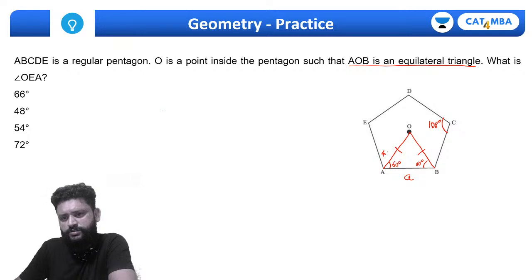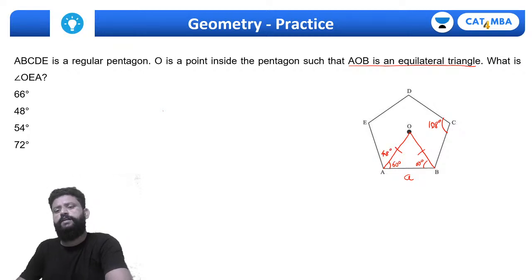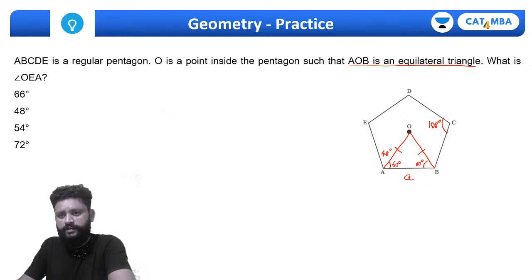So this has to be 48. And one more thing, if I connect this to connect EO.